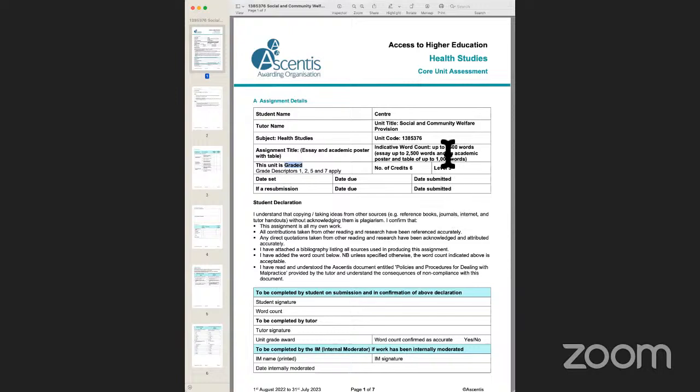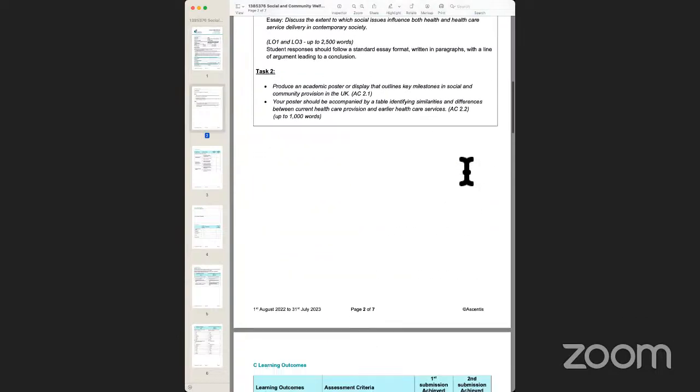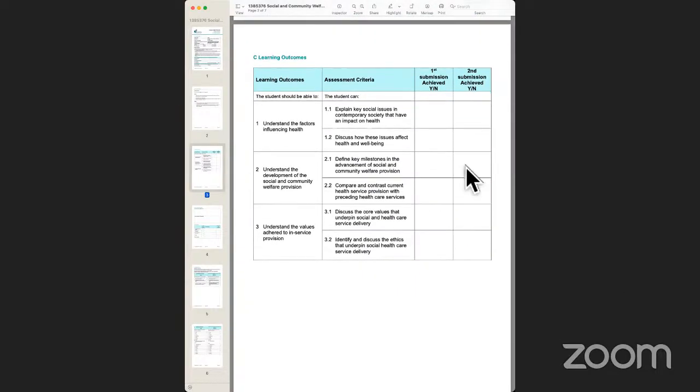The assignment is going to be up to a word count of 3,500 words, and it has 2 parts. One part is a 2,500 word essay, and the other is a table or a poster that you would need to design, which will cover the basic components of the origins and development of social care in the UK in particular. Now, this is a 6-credit unit. It's one of the specialist units in healthcare studies that you're going through, and it has 3 learning outcomes.